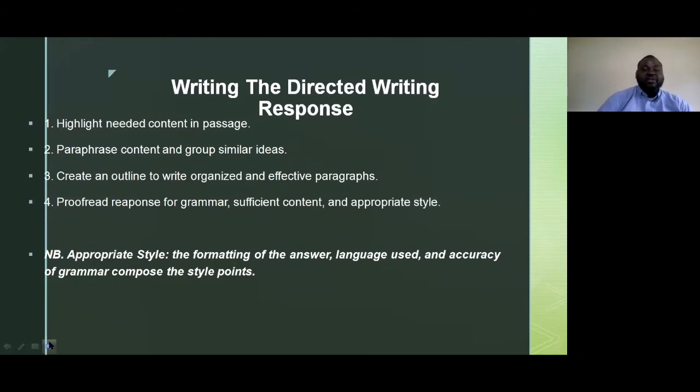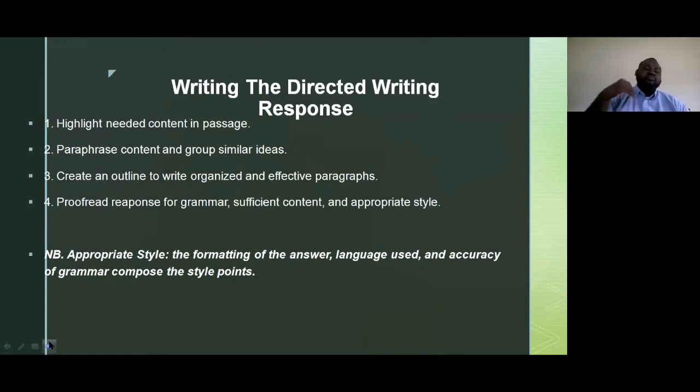And then last but not least, after you've written this great response, you proofread your response for grammar, sufficient content, and appropriate style. Do you have a conversational tone for your speech? Does your article that you were asked to write have a title? The journal entry that you wrote, did you write it in first person? Did you put the date in your journal? All of those things factor into what we call your style and your content points.